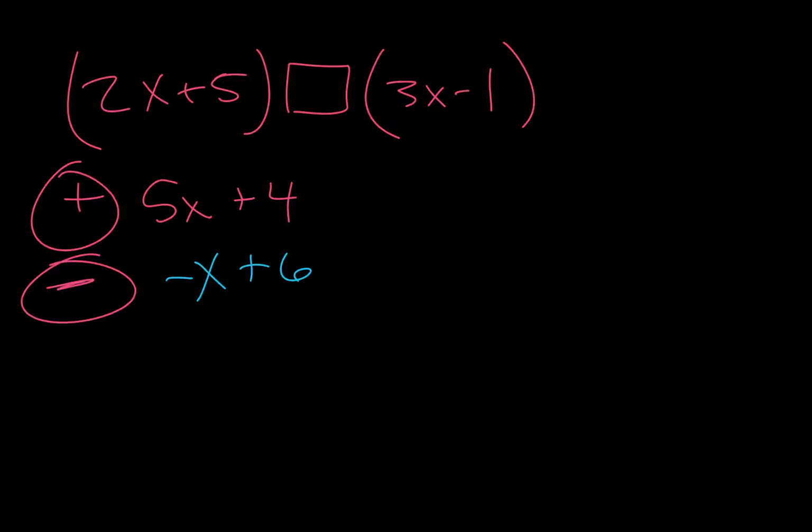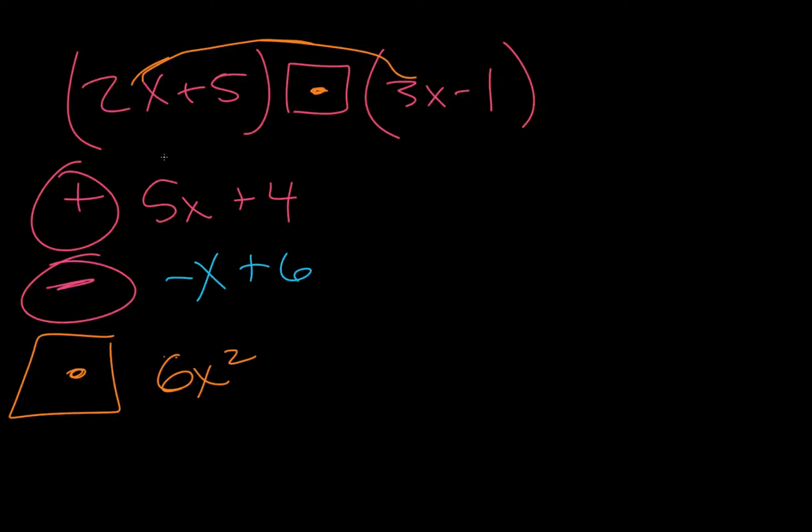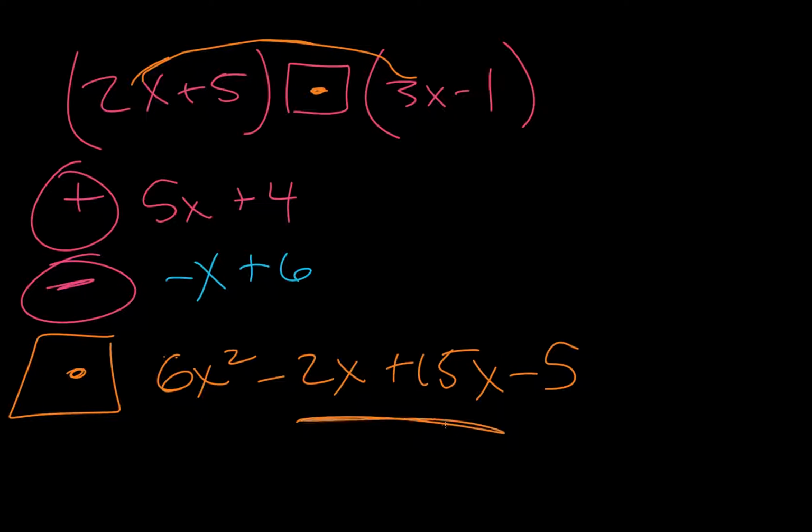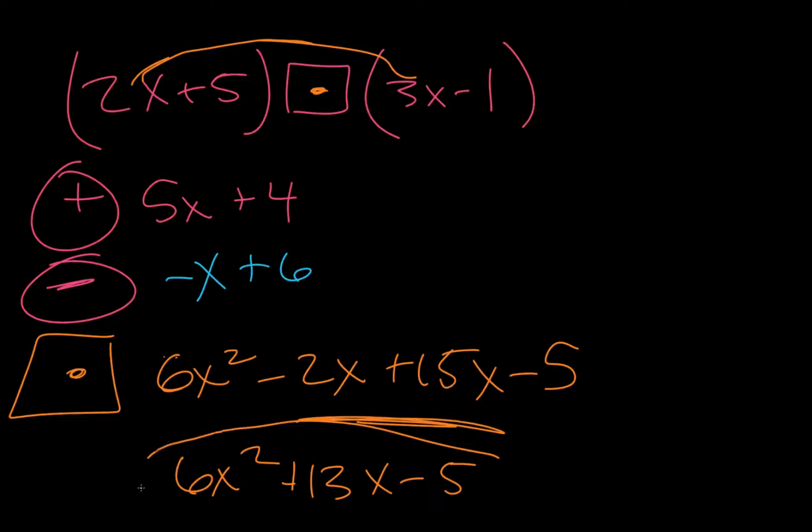Now we're going to do multiplication. And so we got multiplication here. 2x times 3x is 6x squared. 2x and negative 1, negative 2x. 5 and that is 15x. 5 and that is negative 5. Combine the like terms in the middle, so the ends don't combine, but negative 2x and 15x would be a positive 13x. And that would be it.